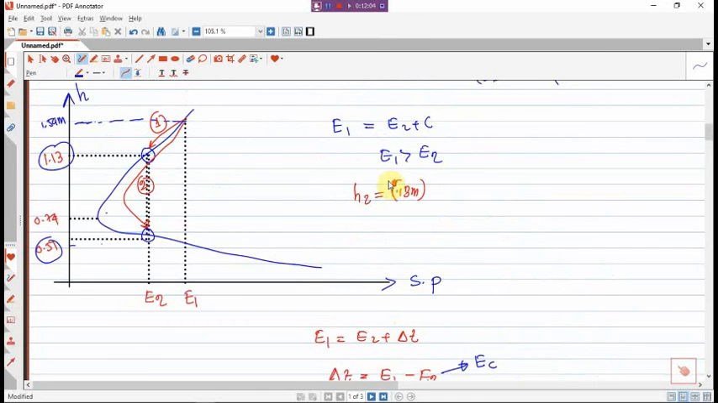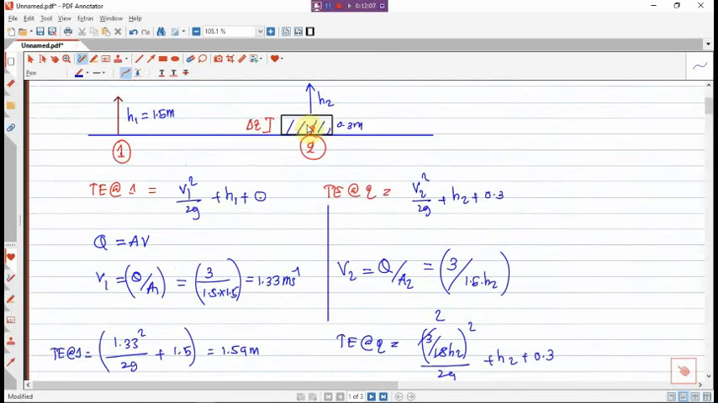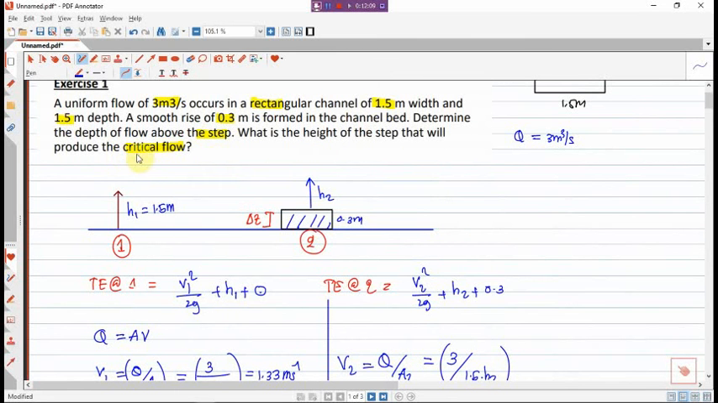zC is what is asked in the question: when the critical flow is produced, what is the height of the step. Okay, that's all.